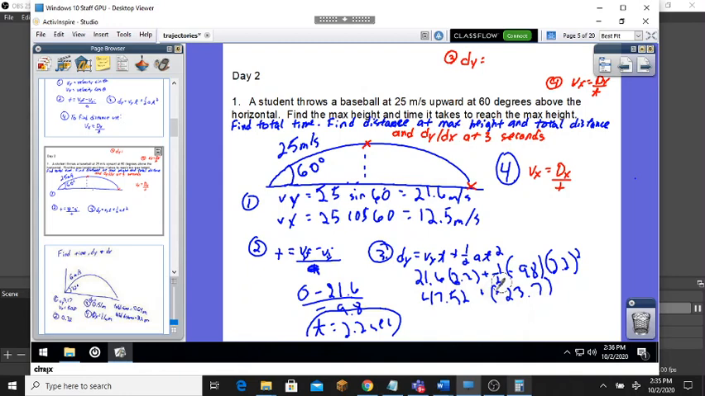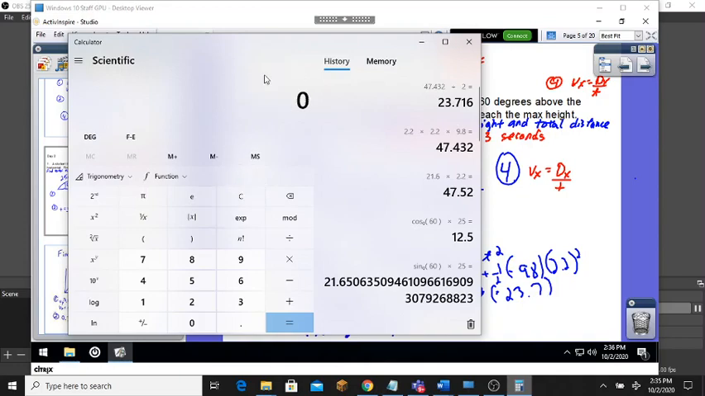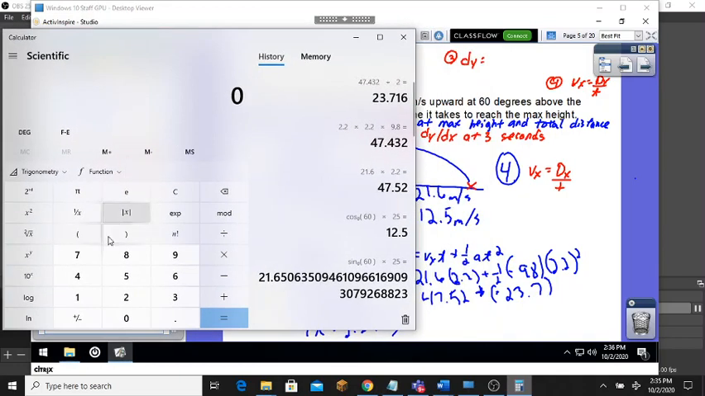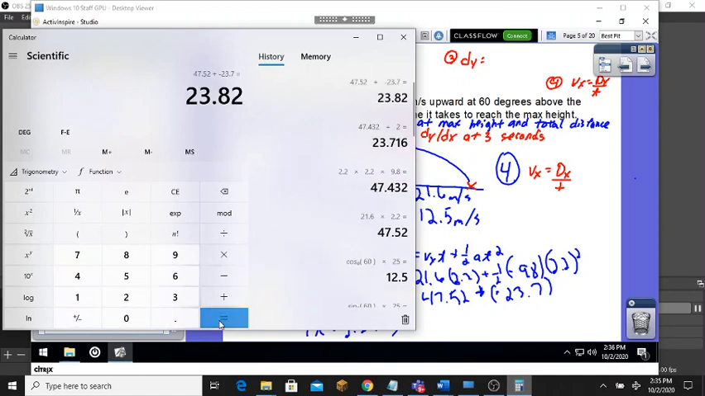Be a negative. And I'm going to add 47.52 plus 23.7, and that's a negative, gets me 23.8.